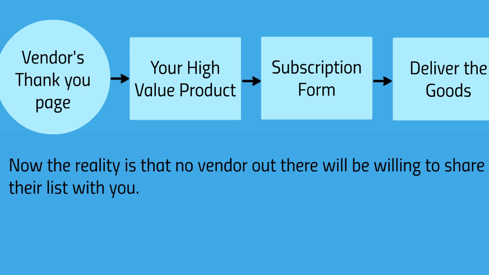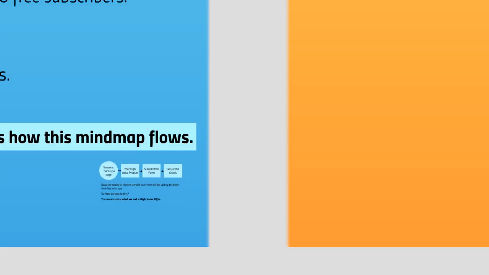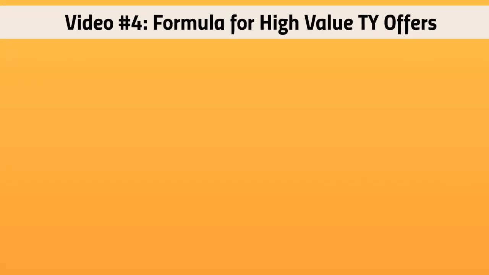Now, the reality is that no vendor out there will be willing to share their list with you. By all means, I will say that up front, no vendor out there is going to share their list with you. So how do you overcome this? How do you go about this? Well, you must create what we call a high value offer. In this case, this is this right here. So that's basically how that formula works.